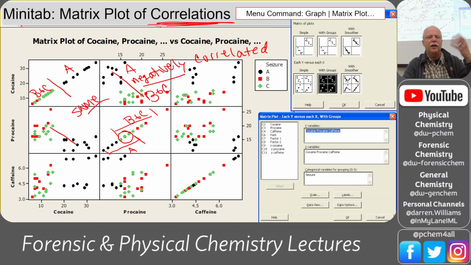It's just one is Y and the other is X, and on the other side we flop the X and the Y. So this is procaine plotted versus cocaine. Okay, anything else? I'm not sure I can pull anything else out of this.